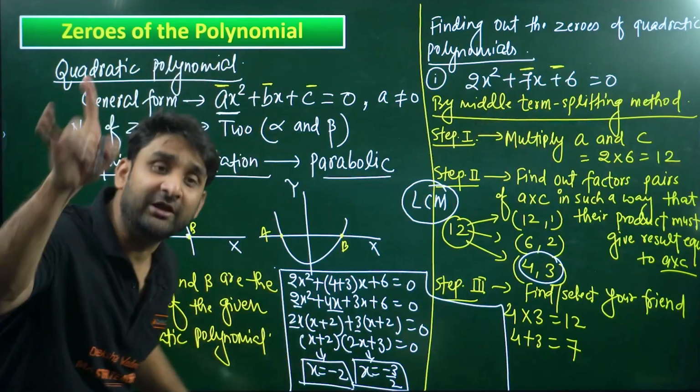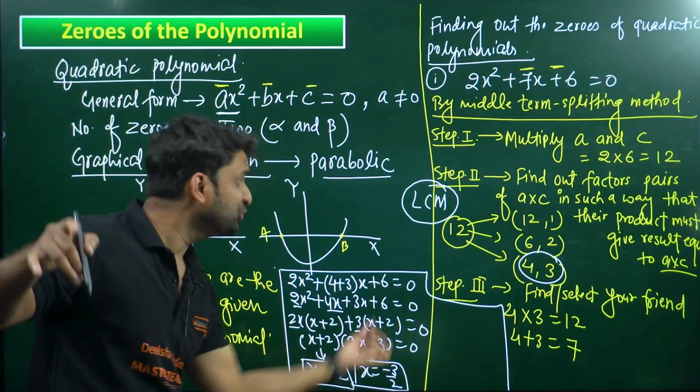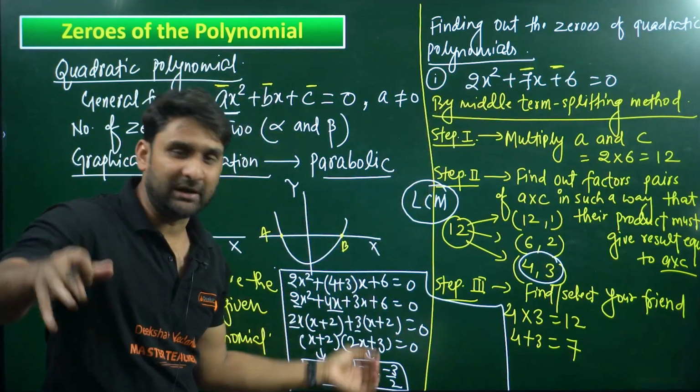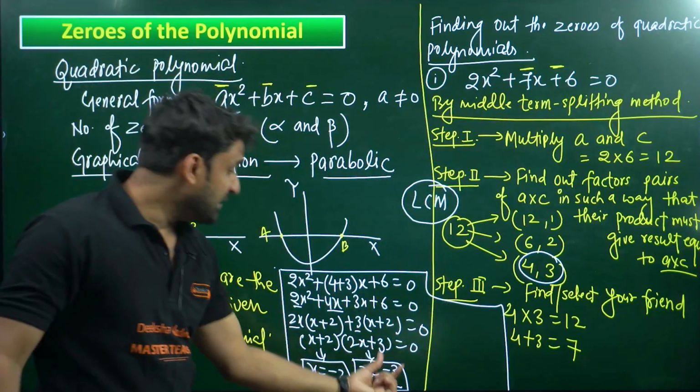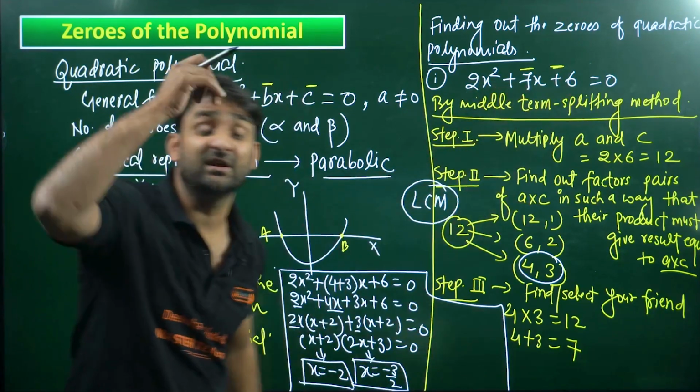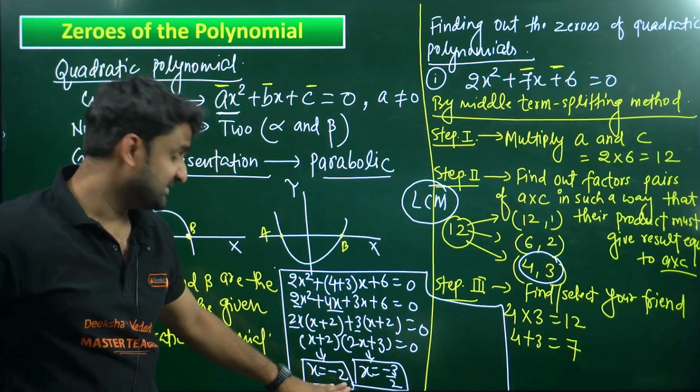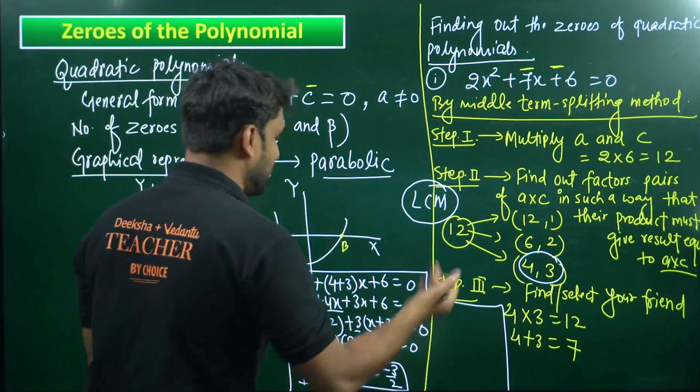If you want to verify by putting these two values, any one of these separately, first put minus 2 here and check out, the result will give you 0. Then put minus 3 by 2 in this equation, the result will be 0, and that is the reason why these are the zeros. I can verify it, so let's verify.